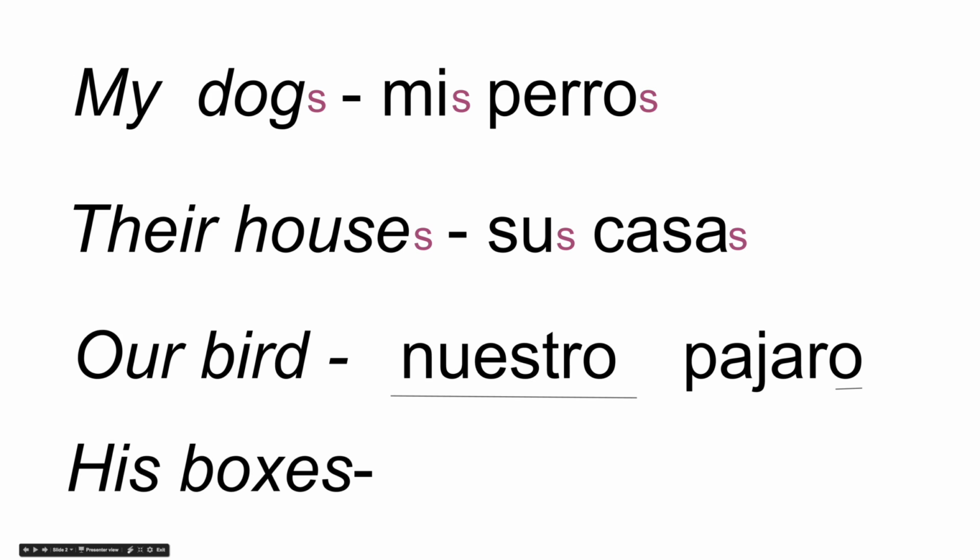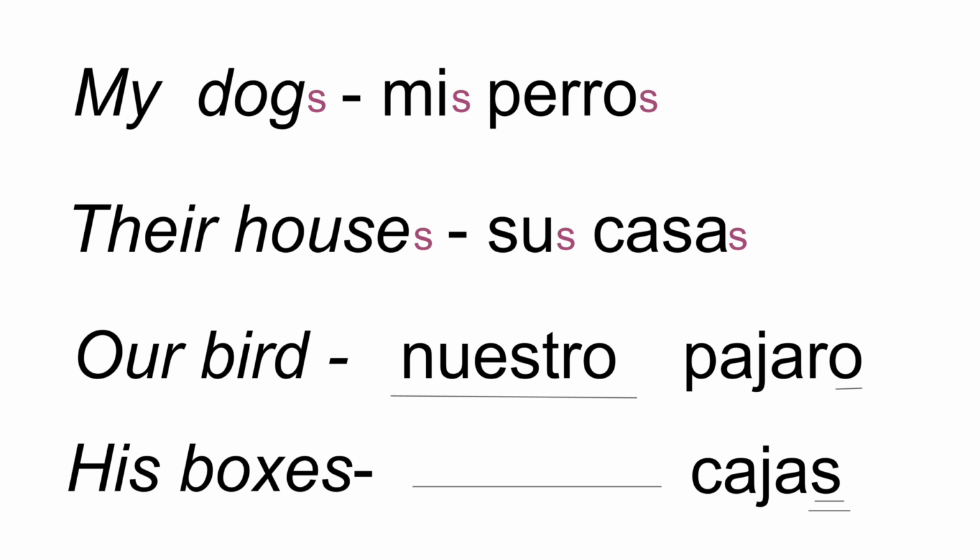Okay? His boxes. Remember the word for box from El Cuento de Humberto. And you get cajas. It ends in AS. But the AS is not important. The only thing that is important is that there's more than one. So his, you have two choices, su or sus. And you want to choose sus. That is all there is to it.